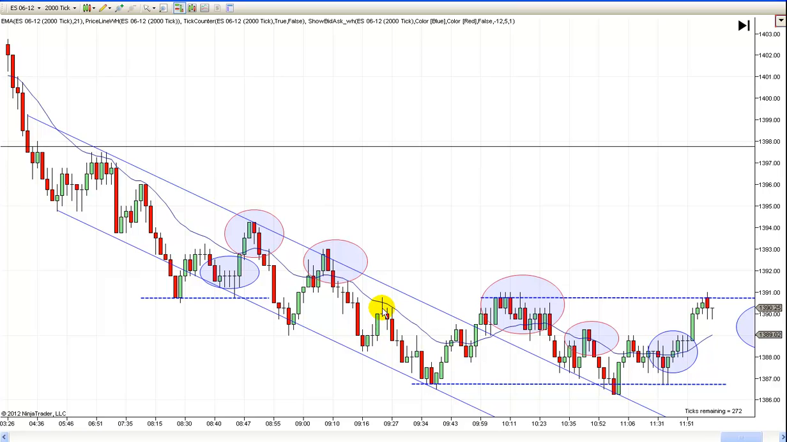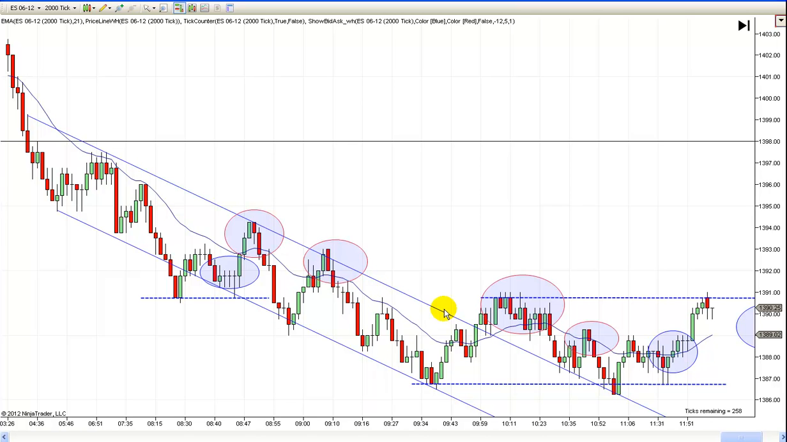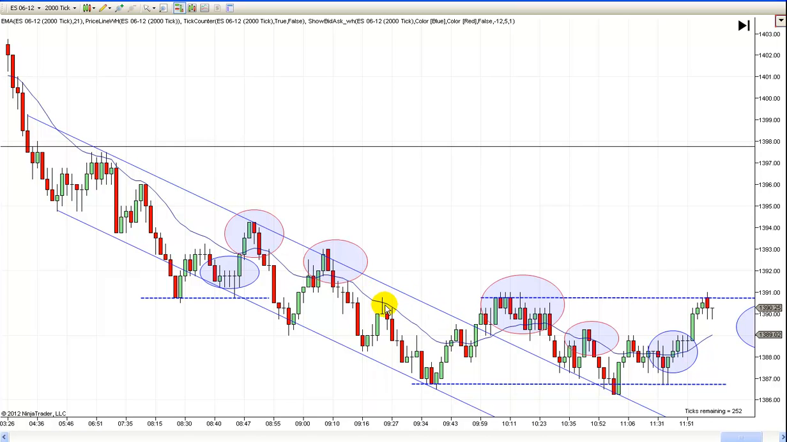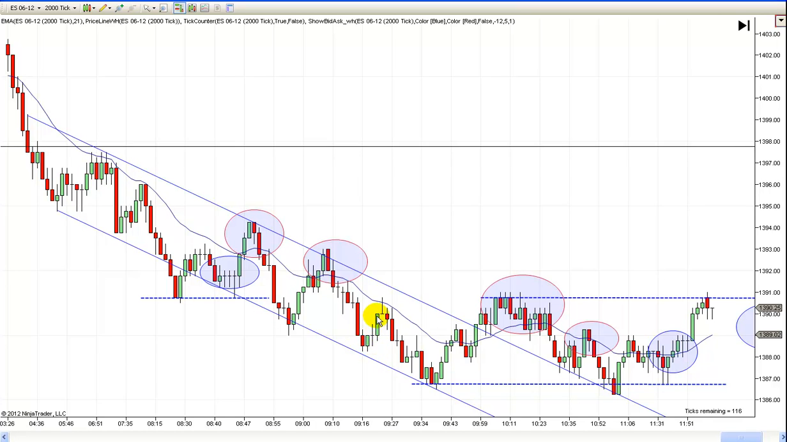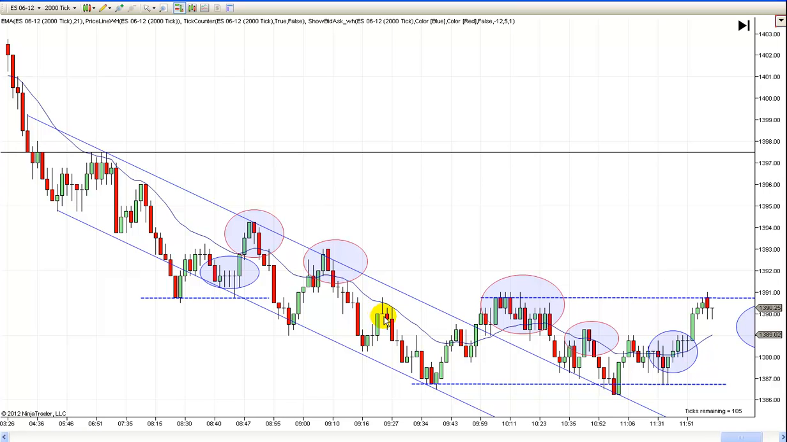I didn't mark this one, but this is still a two-legged pullback to the EMA. But we didn't get back to the trend line, so it's not really as strong. But anytime you get a two-legged pullback to the EMA with the trend, it's generally worth taking. And this one would have been as well. And let me show you, just in case you can't see the two legs. There's your first move up to right here, and then we pulled back, and then there's your next leg up. So going short right there would have been a second entry.